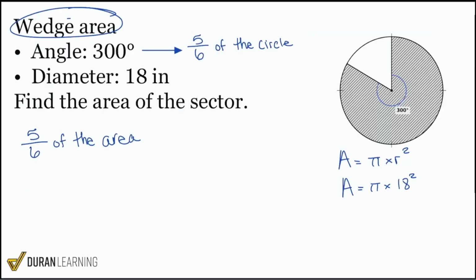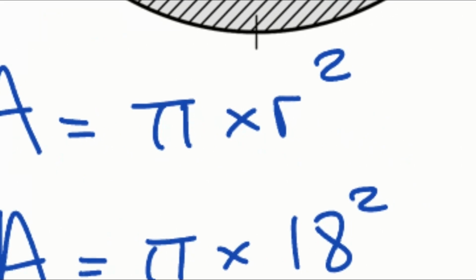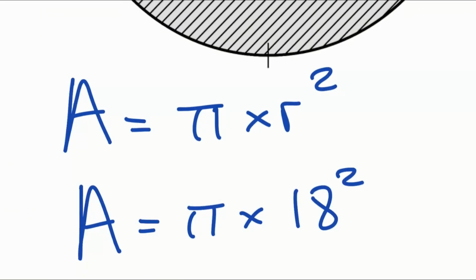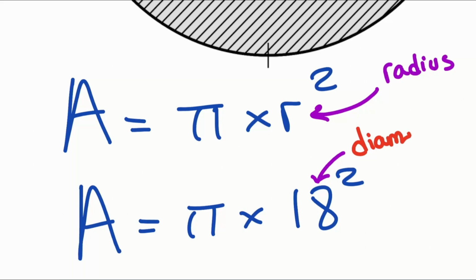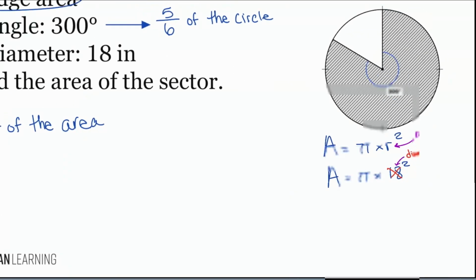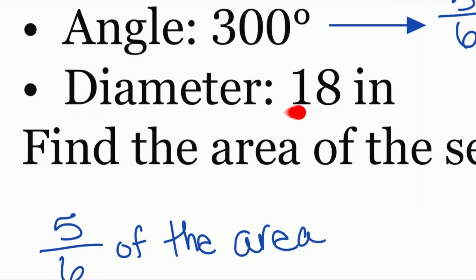Can somebody tell me, what does r stand for? Radius. That's right. R stands for radius. Everybody, is this radius? No. What was that? That was diameter. This is wrong. We should not have plugged in the 18. One more time. The r is the radius. The 18 that we were given, that was the diameter.